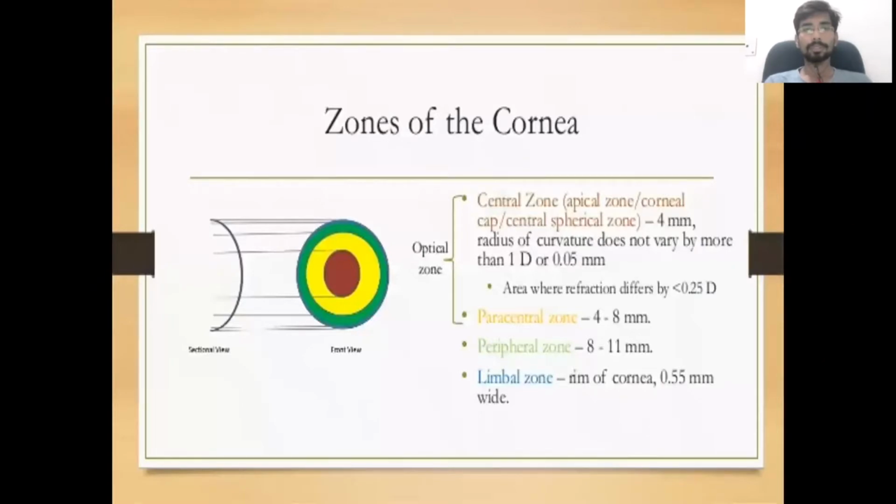The zones are the central zone, paracentral zone and peripheral zone, and a small limbal zone. The central zone is the central 4 mm, where the radius of curvature does not vary by more than 1 diopter or 0.05 mm. The paracentral zone is 4 to 8 mm, the peripheral zone is 8 to 11 mm, and the limbal zone is 0.5 mm.